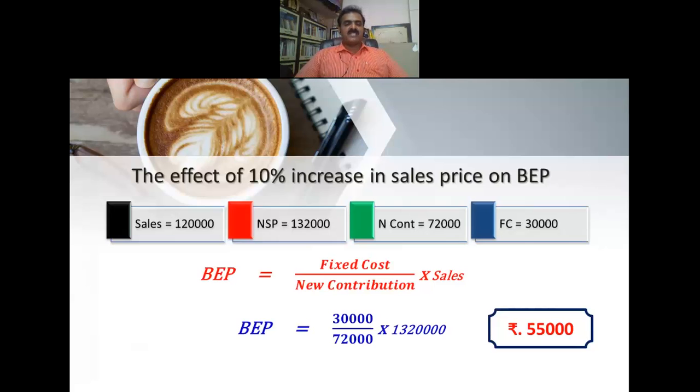Similarly, if the selling price is decreased, what is the effect on break-even point? At the existing point, that means without any increase or decrease, where the sales was 1,20,000 rupees, break-even point was 60,000. When the selling price increased by 10%, break-even point has come down. If the selling price is decreased, what is going to be the effect on break-even point? Let us see.